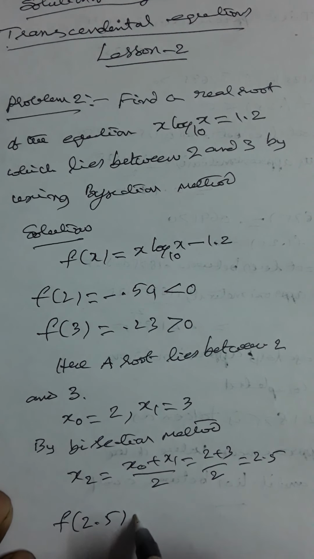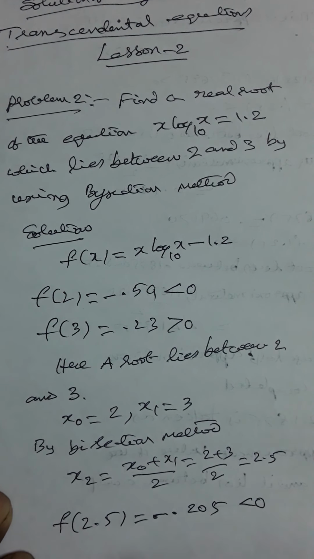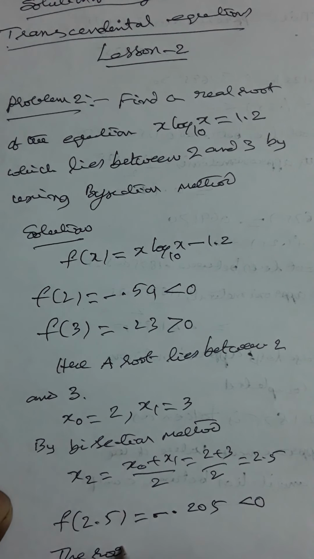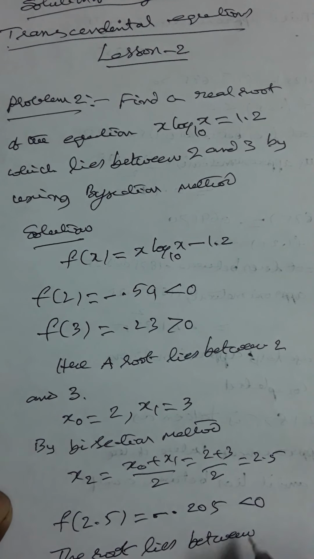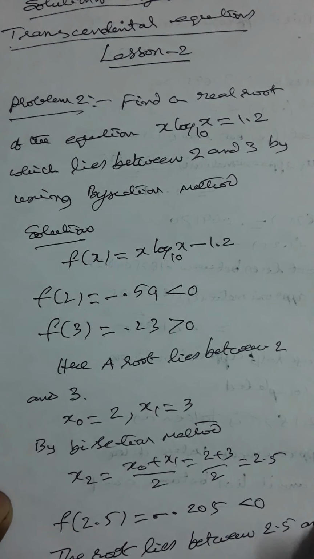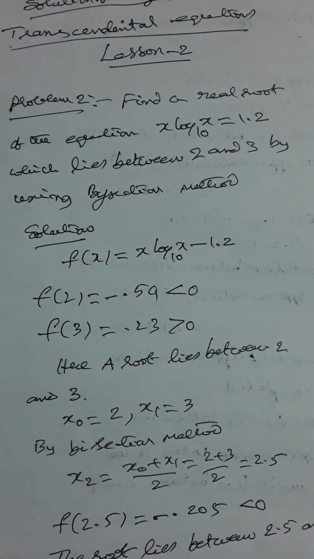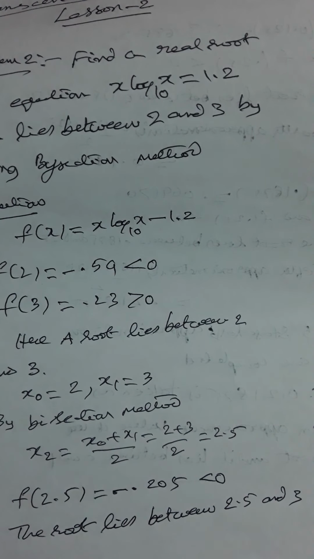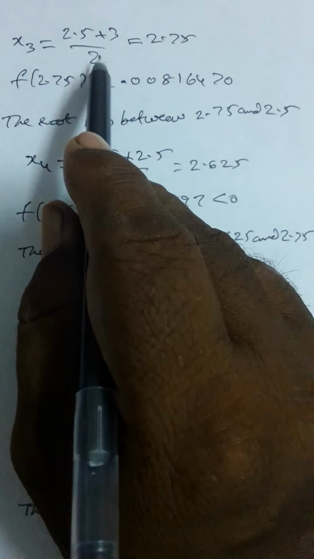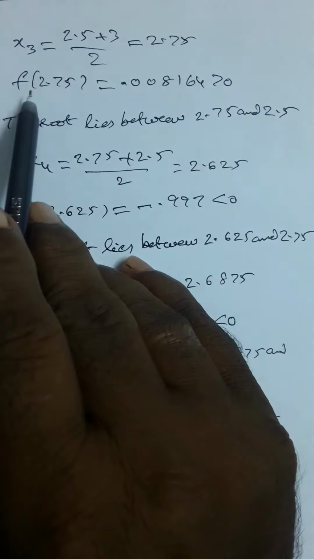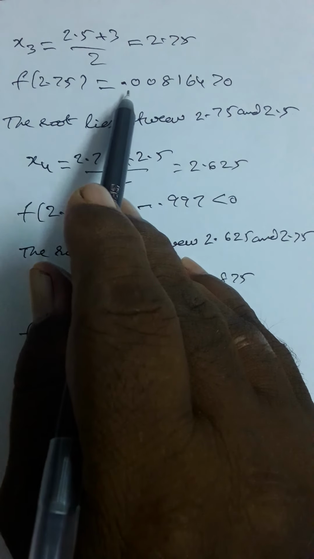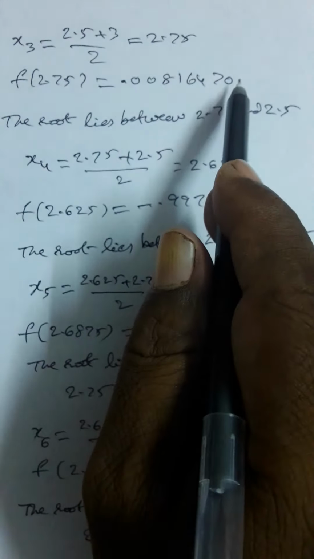Now f of 2.5 is minus 0.205, less than 0. The root lies between 2.5 and 3. Latest negative, latest positive. x3 is 2.5 plus 3 by 2, the average of those two values, 2.75. The function value at 2.75 is 0.0086, greater than 0, positive.